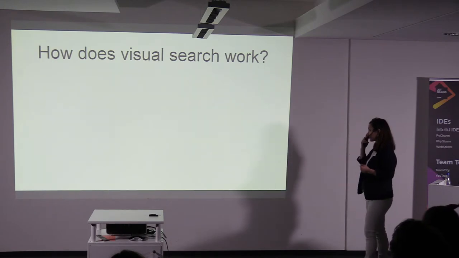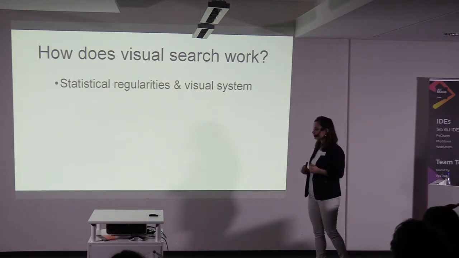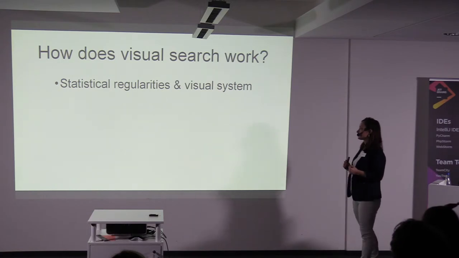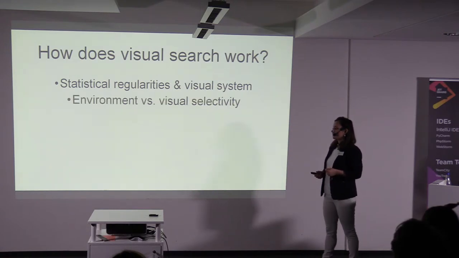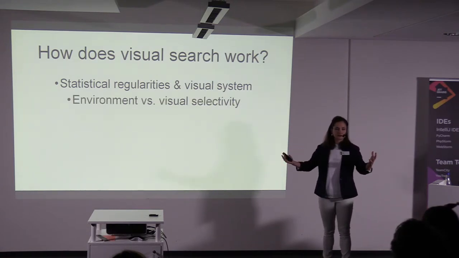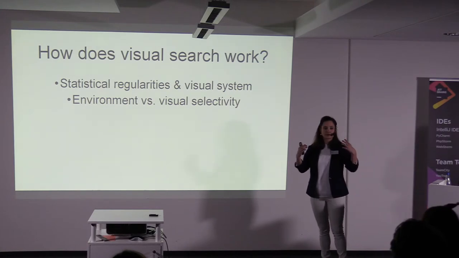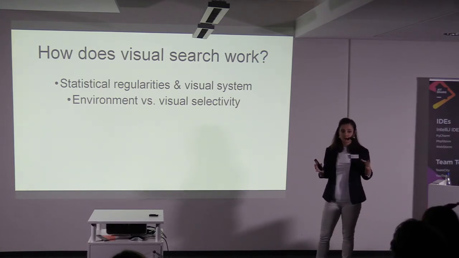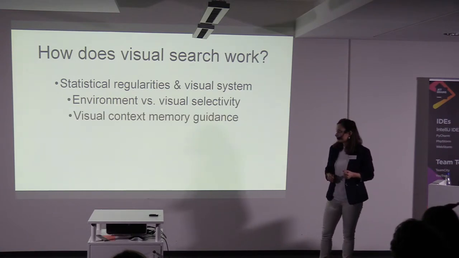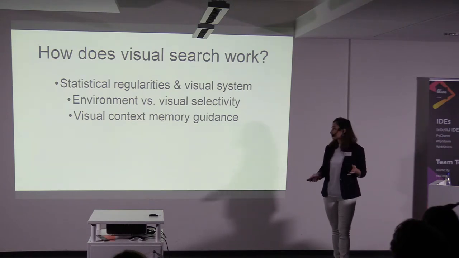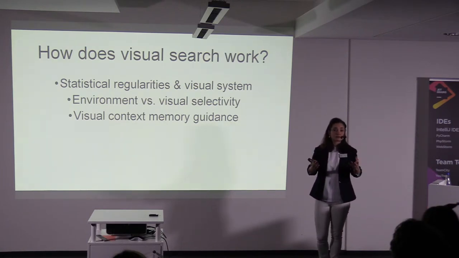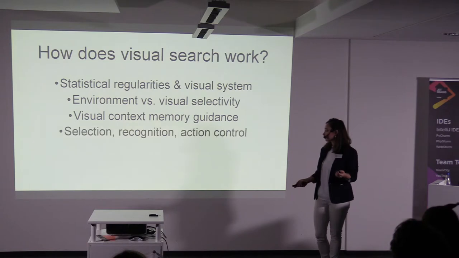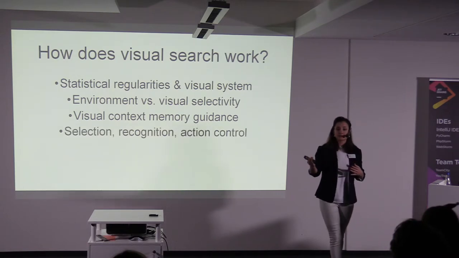But how does visual search work? I want to talk about it. Extracting statistical regularities from a visual scene is part of our visual system. We are living in a rich environment, with lots of information flowing through our system, but we cannot handle all of this visual information. Therefore, our visual system is selective. And context information is important because it guides our attention to the relevant information for us, and it helps us to select the relevant information.